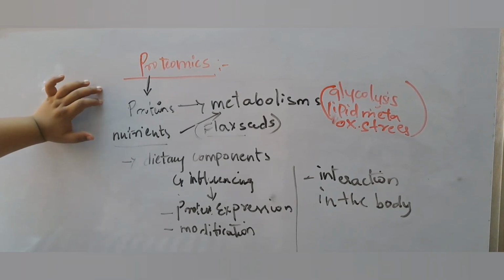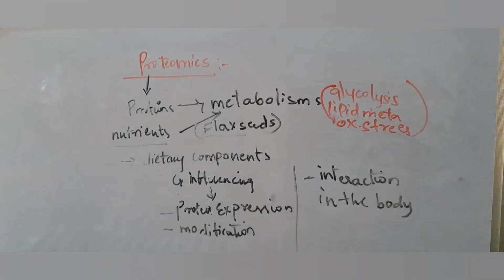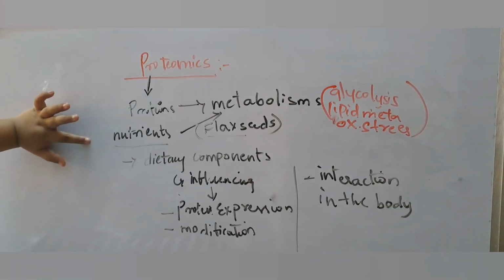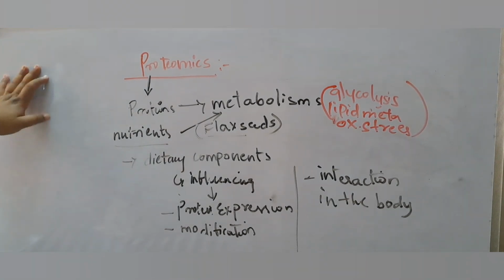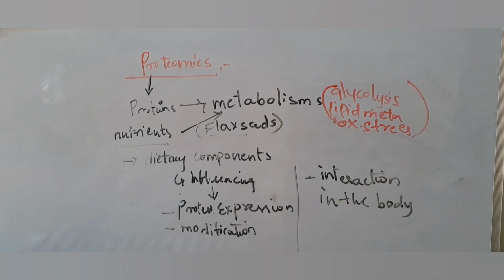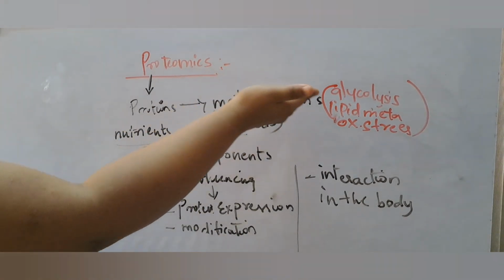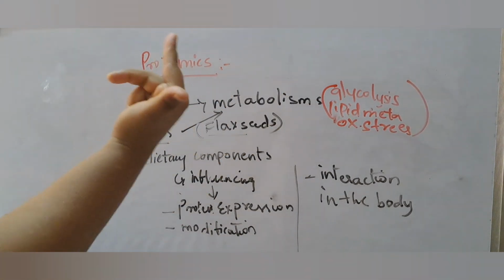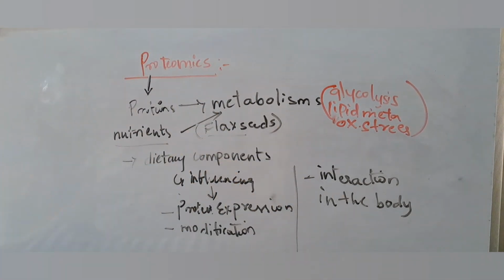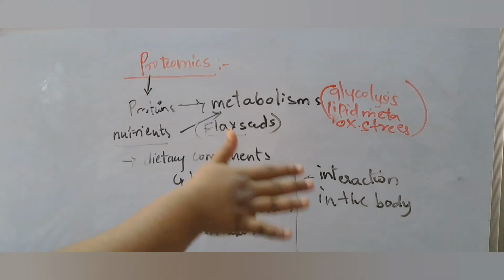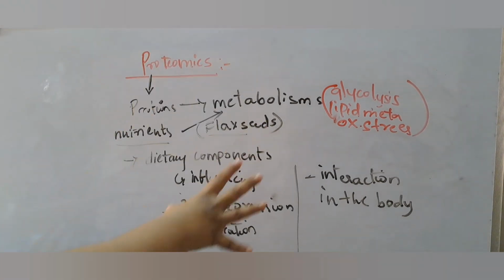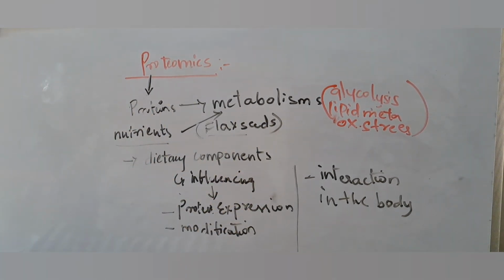Proteins play an important role in maintaining metabolism in our body, and proteins are taken in through food items, that means through nutrients. After taking in those nutrients, the dietary components influence the protein expression, modification and interaction in the body. It also influences some metabolisms like glycolysis, lipid metabolism and oxidative stress. The best examples are flax seeds, chia seeds or any nuts, almonds, anything enriched with protein, high protein foods. So it is an analysis based approach. So that is about proteomics.